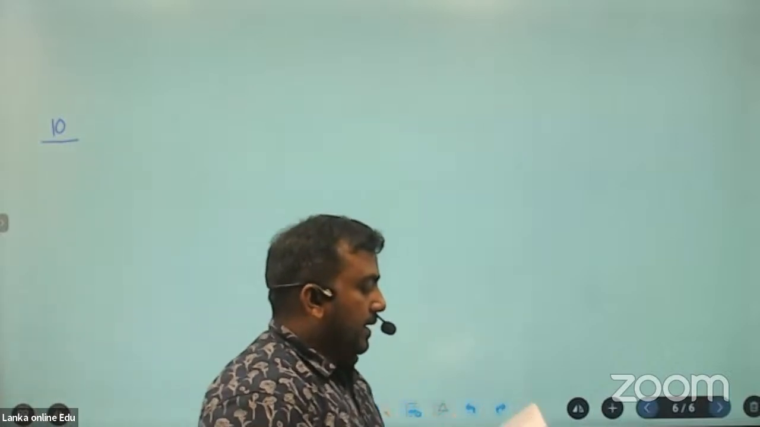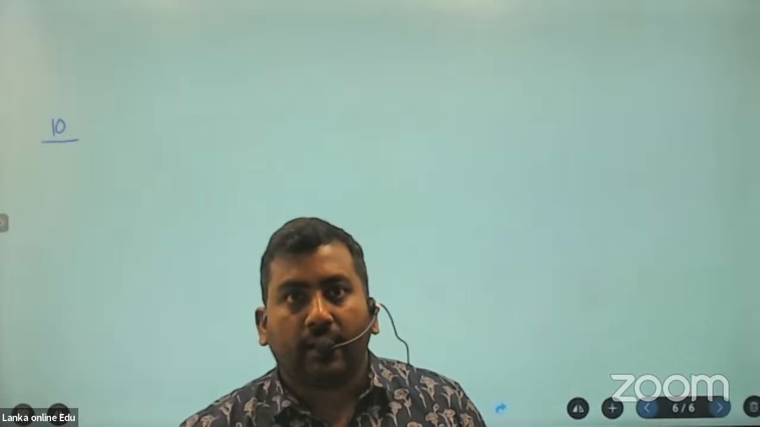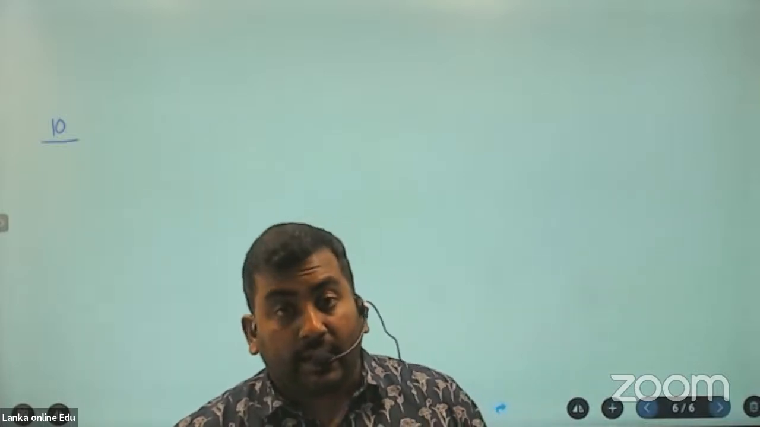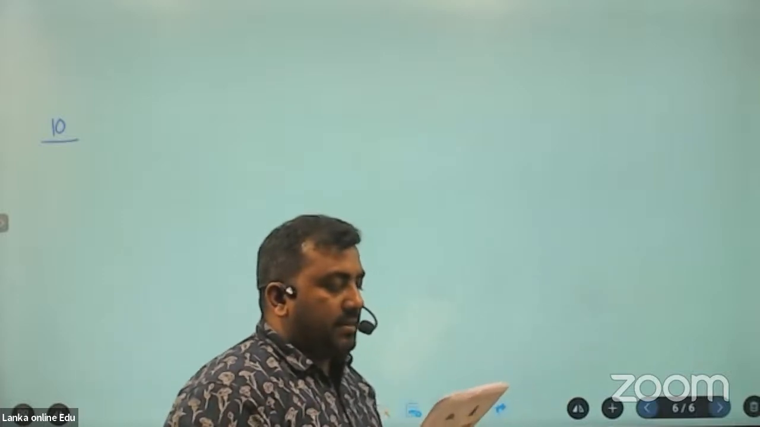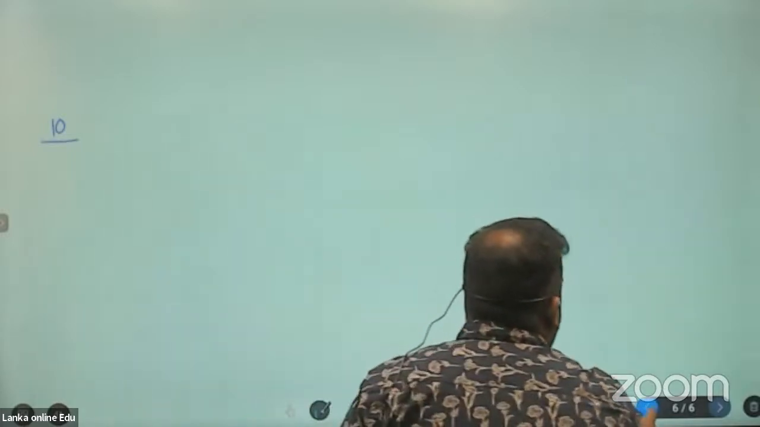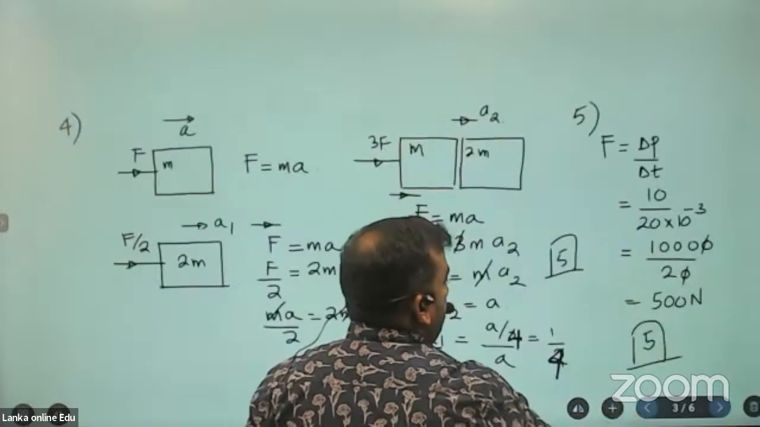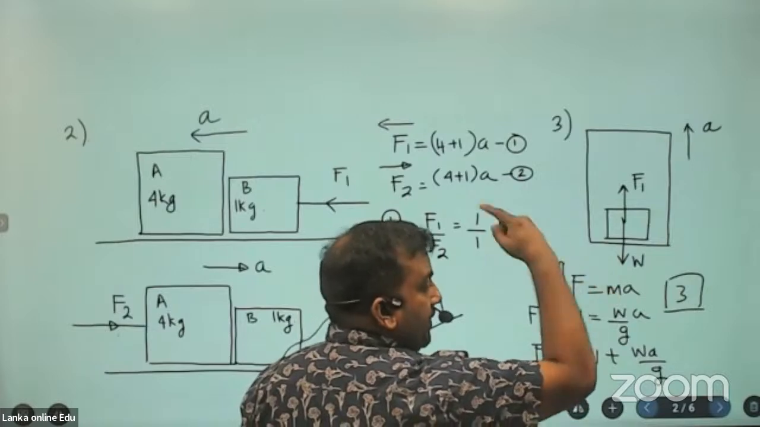MCQ number 10. When a mass is kept on a compression balance, who gives you the reading? In a compression balance, the reading is given by the normal reaction. In a spring balance, who gives you the reading? The tension on the hook. From a compression balance, in which of the following instances is the reading maximum? Accelerating upwards or decelerating downwards gives the maximum reading. If you can remember earlier, accelerating upwards or decelerating downwards, that's where you have the maximum reading.